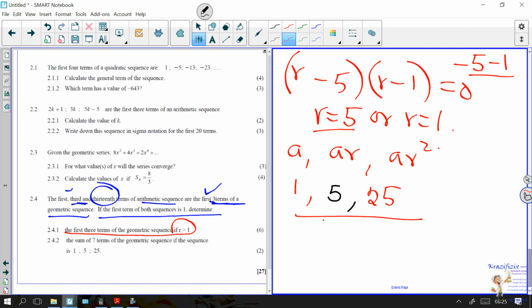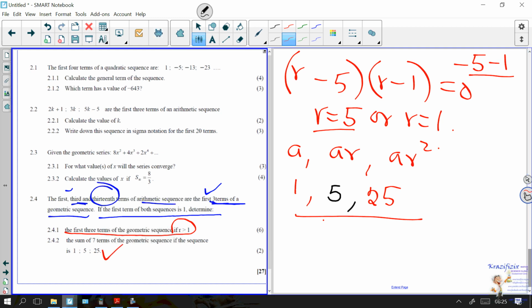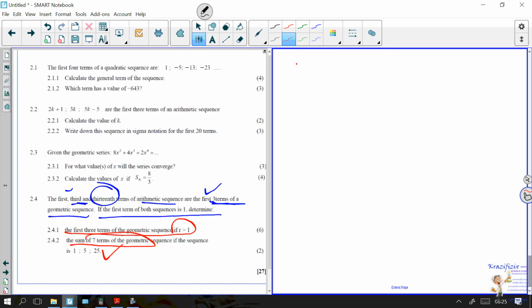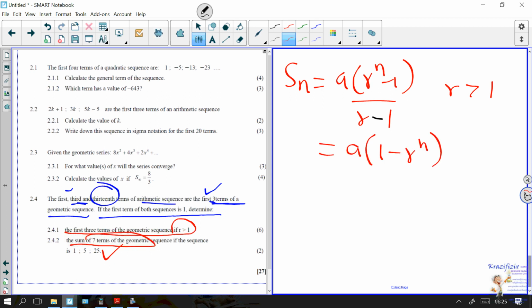All right, determine the sum of 7 terms of the geometric sequence if the sequence is 1, 5, 25. Now we're talking about the sum of a geometric sequence. What is the sum of a geometric sequence? Sn equals a(R^n minus 1) over R minus 1. Guys, you use this one when R is greater than 1, and you use the other one when R is less than 1. In this case, my R is greater than 1, so I am going to stick to this.